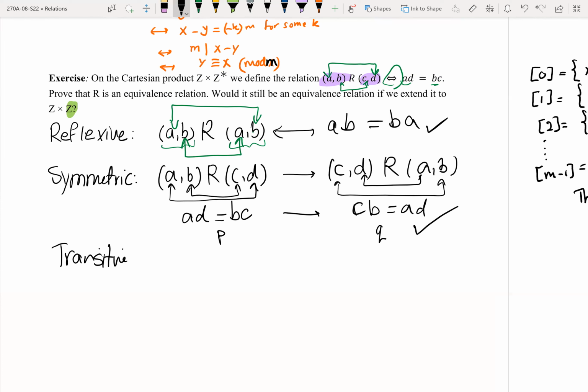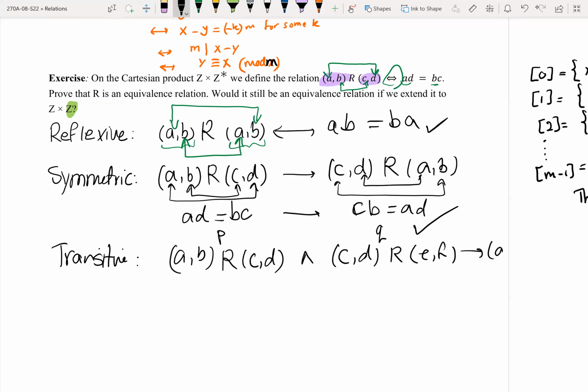Transitive means if you have (A, B) related to (C, D), and you have (C, D) related to (E, F), you're supposed to show (A, B) is related to (E, F), right?